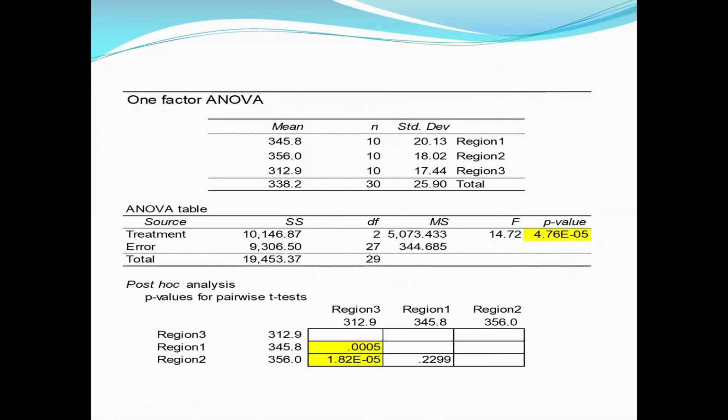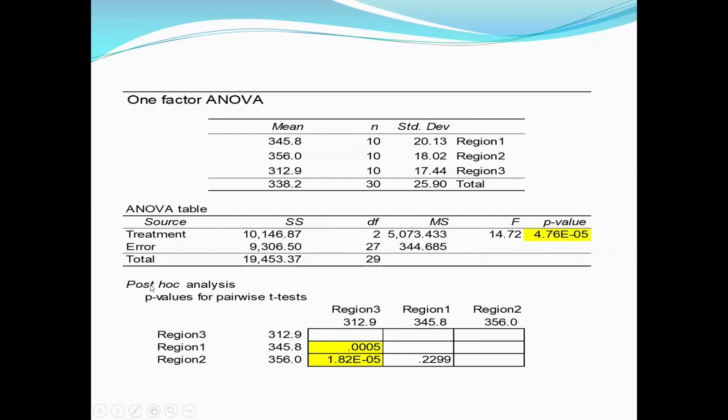So now you know how to interpret this number. The actual value will be 0.0000476. That means the p-value is less than 0.05. So we say that this difference in the sample is also applicable to the population. When the difference is significant and applicable to the population, we do another test called post hoc analysis.